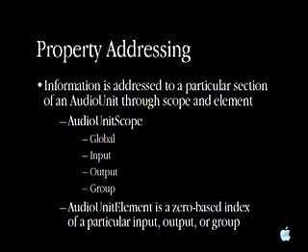Secondary to the property identifier, identifying which property, we have addressing within the audio unit to specify which part of the audio unit is to deal with the property. So there's a scope, which can be global, input, output, or group. Global means that the property applies to the audio unit as a whole. Input scope means the property applies to a particular input. Output is pretty clear. And group is a particular type of scope that is relevant for software synthesizers, music devices.